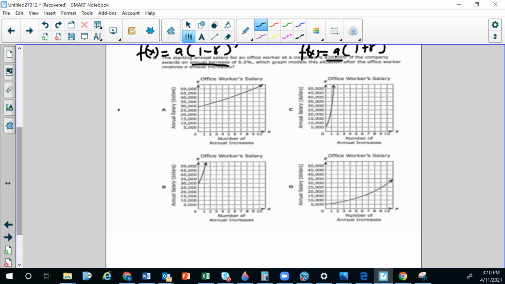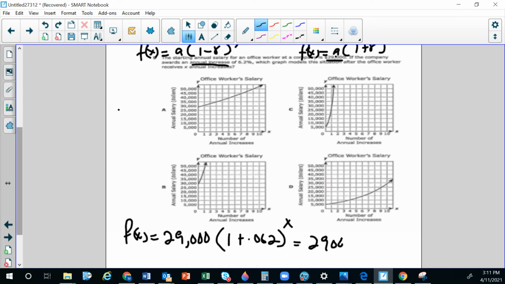All right. So f of x now is going to equal my initial value a, which is 29,000, times 1 plus my rate now in decimal, which is 0.062, raised to the power of x. And so that's going to give me 29,000 times 1.062 to the power of x.